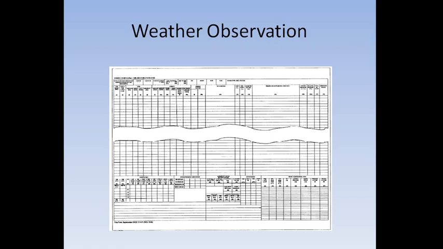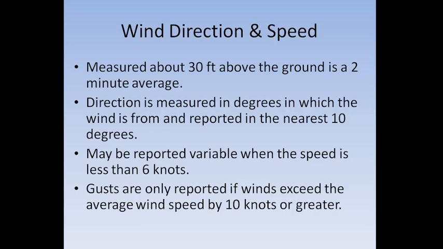affects aviation. All right, so wind direction and speed is measured about 30 feet above the ground and is a 2-minute average. Direction is measured in degrees in which the wind is from. Remember, winds are always in a from direction and reported to the nearest 10 degrees. May be reported variable when the speed is less than 6 knots, and gusts are only reported if winds exceed the average wind speed by 10 knots or greater. So if the average wind speed is 10, then you're going to be gusting to 20.